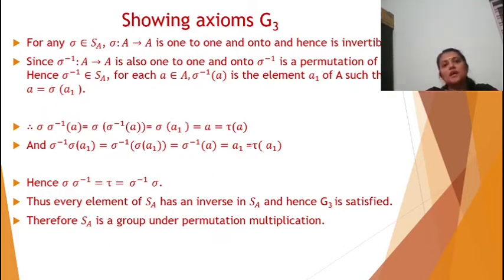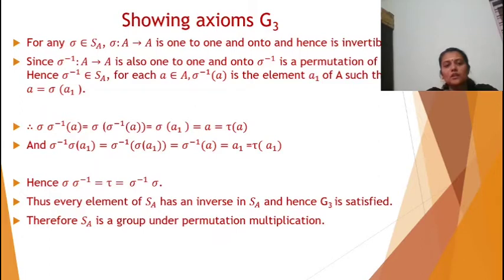Hence sigma inverse is an element of SA for each A in A. Now we have to show that sigma inverse of A is the element A1 of A such that A is equal to sigma of A1. Now consider: sigma inverse of A is equal to sigma inverse of sigma of A1, which is equal to A.